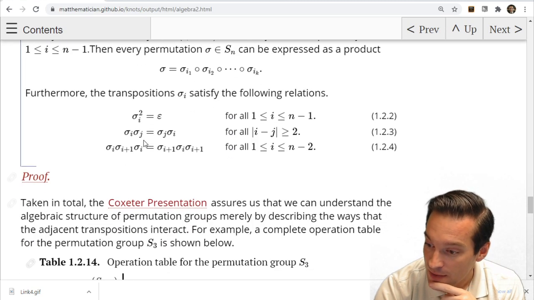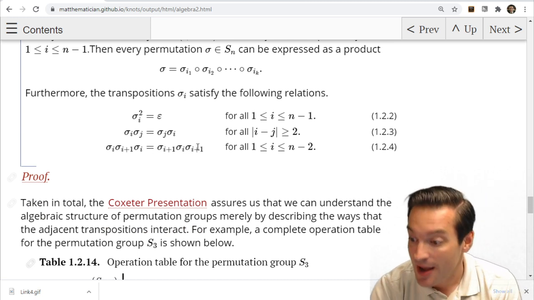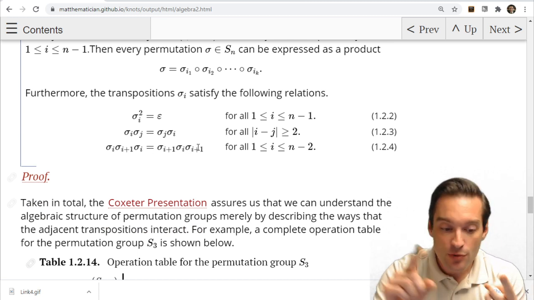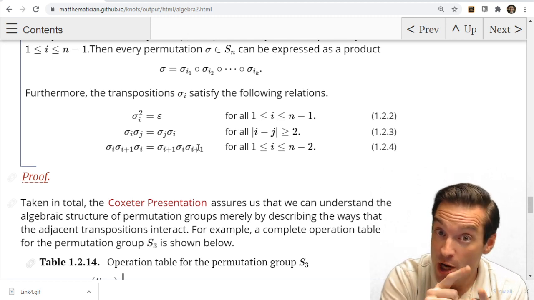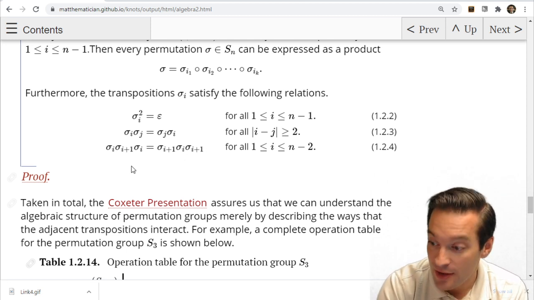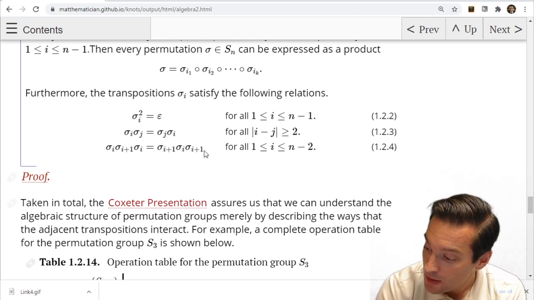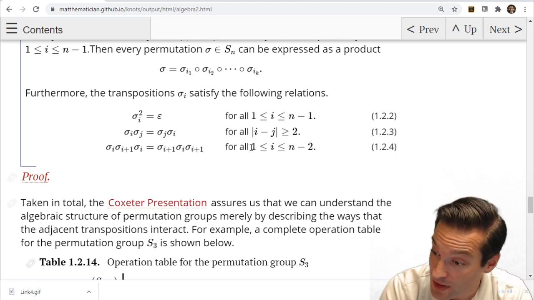Or how I write it here, sigma i plus 1 sigma i sigma i plus 1 is equal to sigma i sigma i plus 1 sigma i. So if I have two transpositions that are right next to one another, and so they're going to be sharing one of the strands, one of the positions when they do their work, then this is how they interact with one another. This is called the braid relation, or the skein relation sometimes, for permutations.